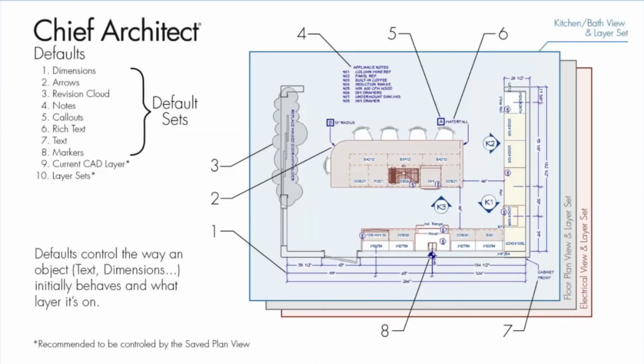Defaults and default settings are also controlled through your saved plan view. The case I have up mainly on my screen is the kitchen and bath view. When you do your dimensioning in the kitchen and bath view, you want to make sure those dimensions are on the correct layer. When you add a text or an annotation callout, you want to make sure those are on the correct layer. And we're going to spend some time looking at exactly how those things work.